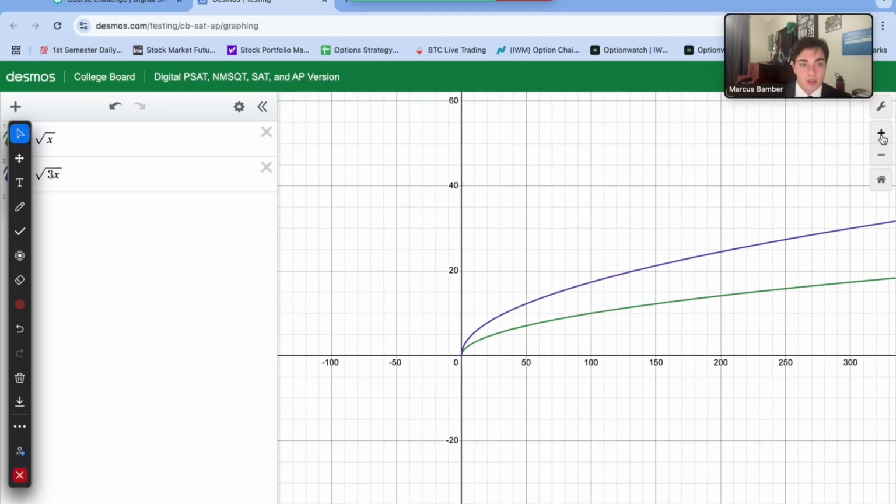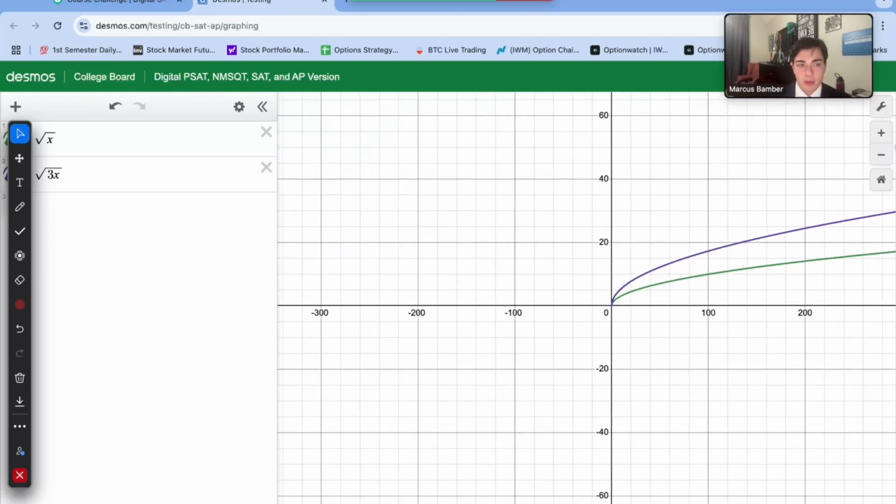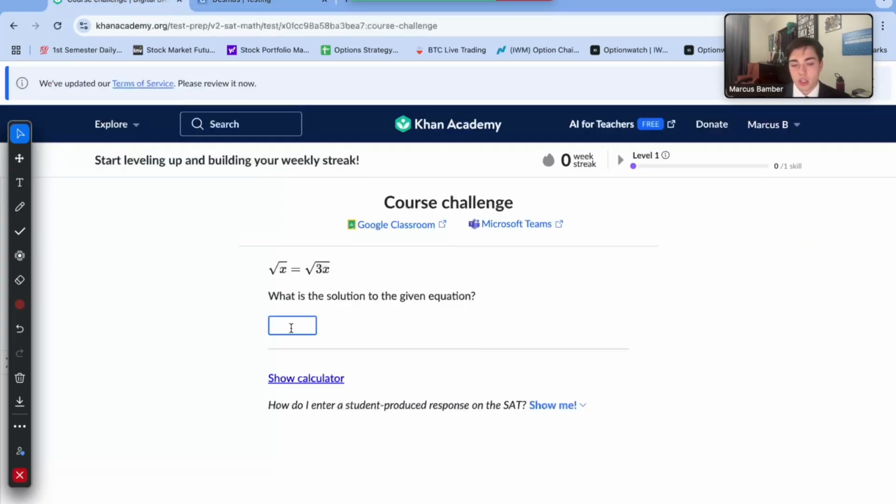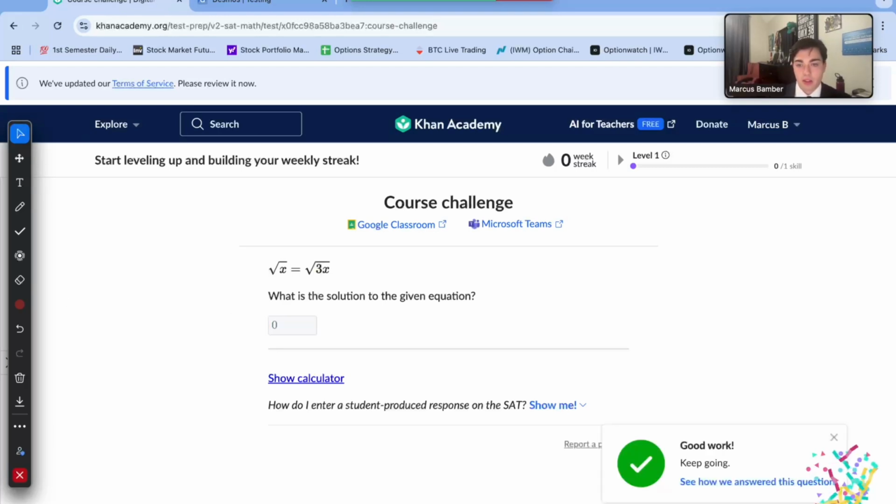Okay, we're taking a look. When do these have a solution? When do they intersect? They seem to not intersect at all, but maybe 0. Yep, they intersect at 0. So the solution is 0, and as we can double check, square root of 0 is 0. Square root of 3 times 0, 3 times 0 is 0. Square root of 0 is 0, so 0 is the solution.